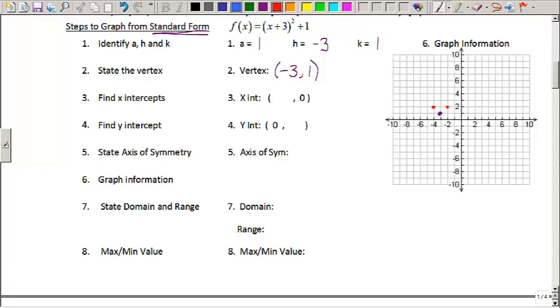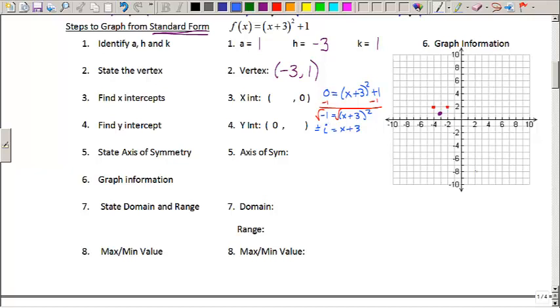In order to find the x-intercept, I set y equal to 0 and solve for the x-coordinate. So in my particular problem, the y, or in this case f of x, is equal to 0, x plus 3 squared plus 1. When I subtract 1 from both sides, I get -1 is equal to x plus 3 squared. Then I take the square root of both sides to get x plus 3 all by itself equals plus or minus the square root of -1, which is i.